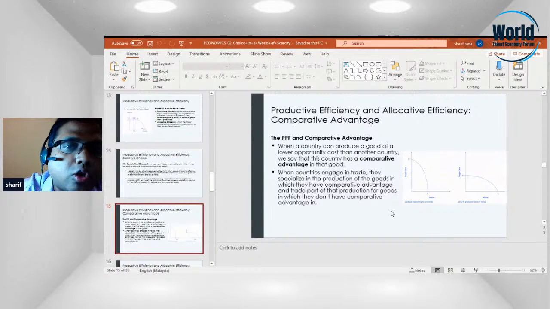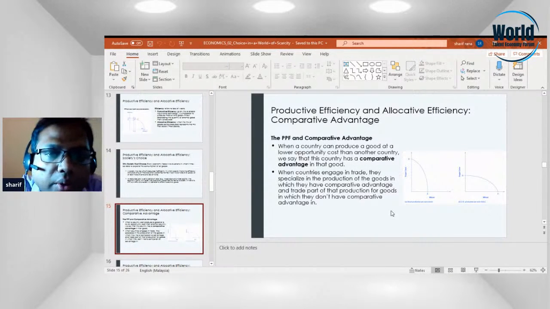PPF and comparative advantage. When a country can produce a good at a lower opportunity cost than another country, we say that this country has a comparative advantage in that good. When countries engage in trade, they specialize in the production of the goods in which they have comparative advantage, and trade part of that production for goods in which they do not have comparative advantage.